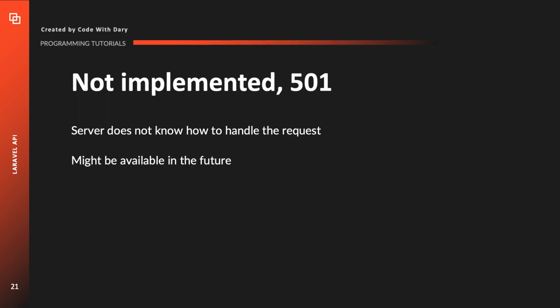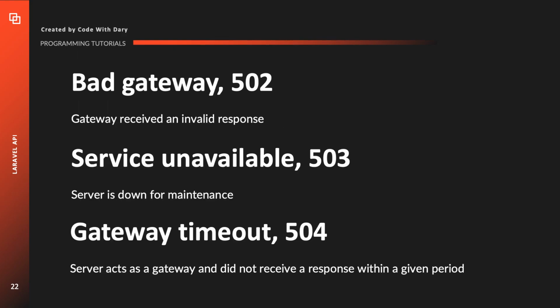And the last ones that I want to show you are the 502, 503, and 504. The 502 says that the gateway response received is invalid. The 503 is used whenever the server is down for maintenance. And with the 504, the server will act as a gateway and did not receive a response within a given period.